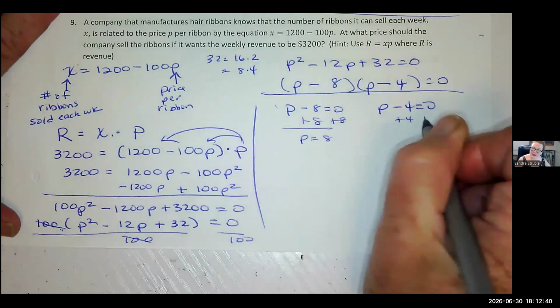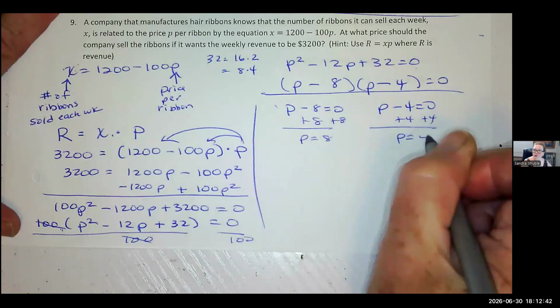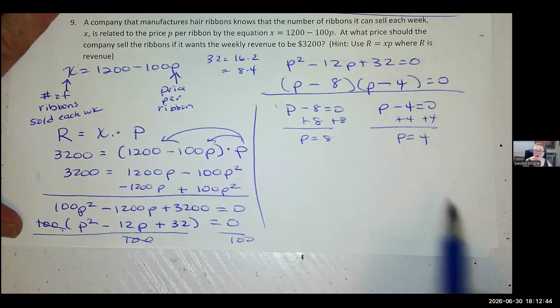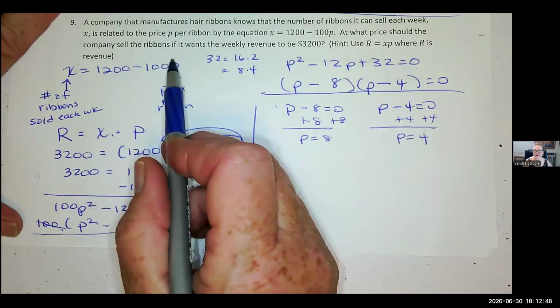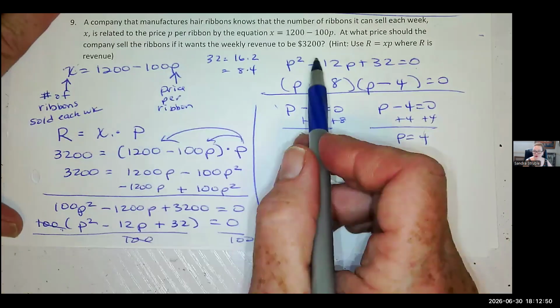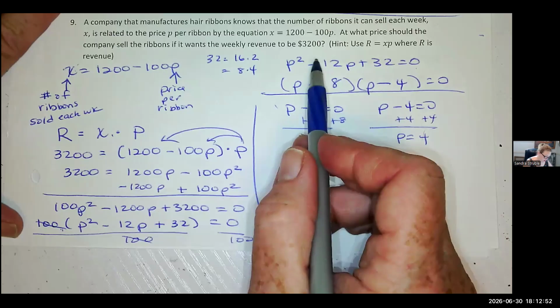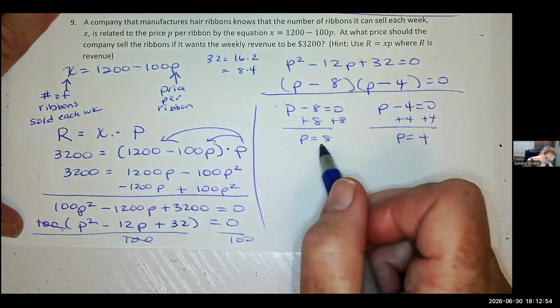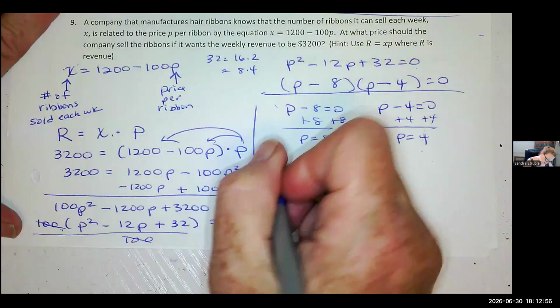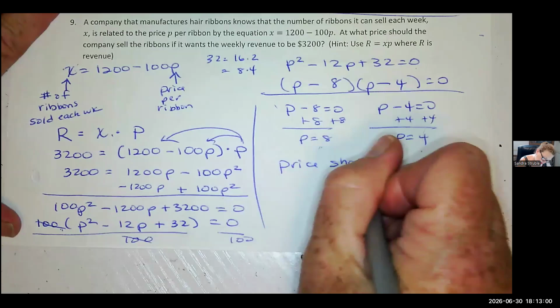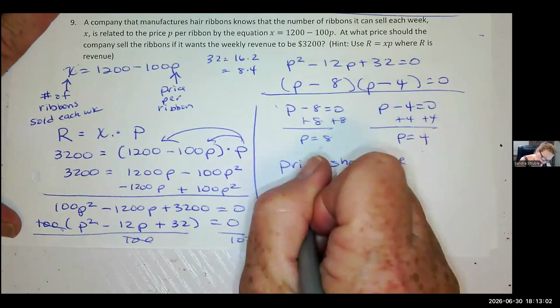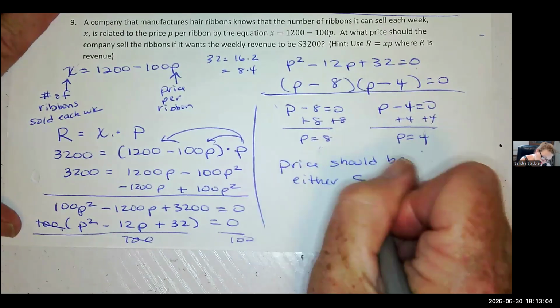So what does this mean? The question is, at what price should the company sell the ribbons if they want a weekly revenue of $3,200? They have a choice. You either sell them for $8 or $4. The price should be either, don't forget your dollar sign, $8 or $4.